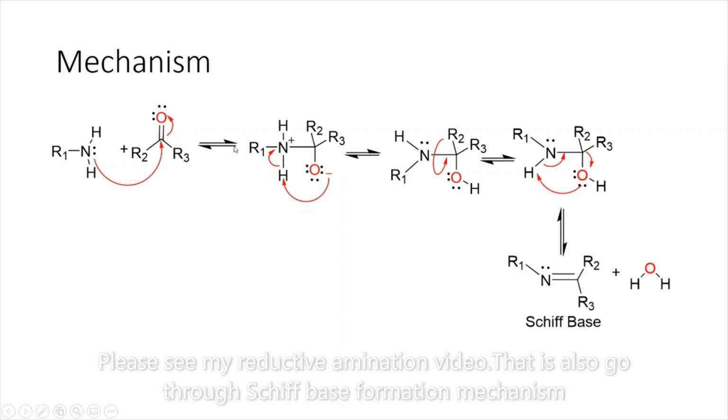If you see, the reaction is an equilibrium reaction. In the reaction, if you produce water and somehow you can remove that water, then the reaction will go in the forward direction. That means more of the Schiff base will be produced. That's why in this reaction normally people use molecular sieves or some drying agent. Molecular sieves are the most common.